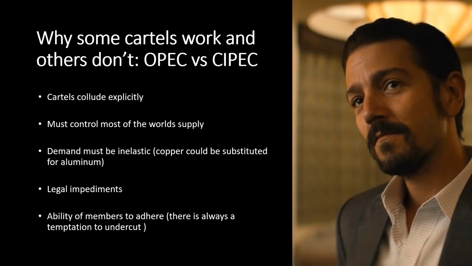If you want to form a cartel, it also has to be legally okay. So it has to be between countries, even though what Mr. Felix did was illegal. If you want to form a legal cartel, then it has to be in line with the rules and regulations for the countries. And because OPEC was countries, there were no legal impediments because it's the countries that make the law. And there also has to be an ability of members to adhere.